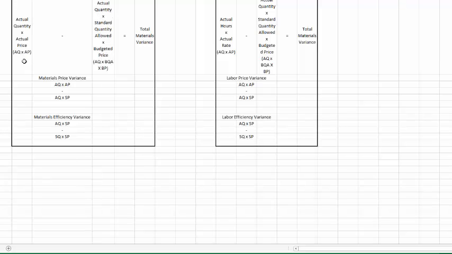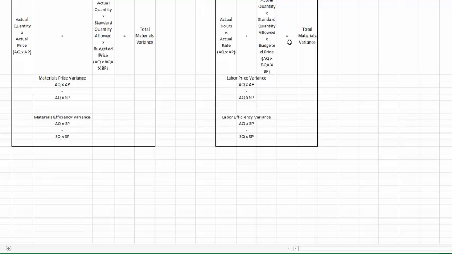Again, what did we have? Actual quantity times actual price. And in the flexible budget, we would have had actual quantity of units times the standard quantity allowed instead of the actual quantity, and then we're multiplying it times the budgeted price, or our standard cost for what we expected. This gives us the total materials variance.